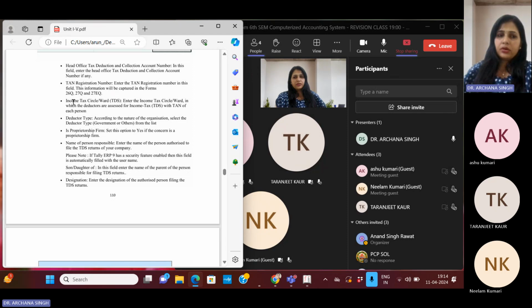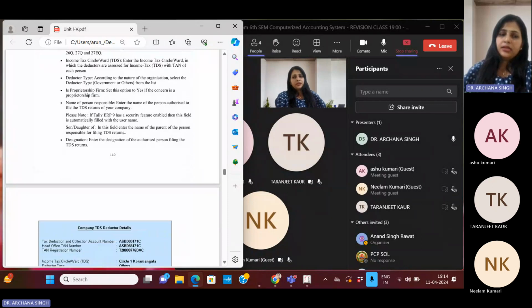Then income tax circle or ward TDS. Here, enter the income tax circle or ward in which deductors are assessed from the TDS with TAN of each person. Then deductor type, according to nature of organization, you have to select the deductor type, whether it is a government — ये आपको सारे लिस्ट दिखाए थे मैंने कि गवर्नमेंट है, सेंट्रल गवर्नमेंट है, कंपनी है. अगर प्रोप्राइटरशिप है, you have to opt the option yes, otherwise no.